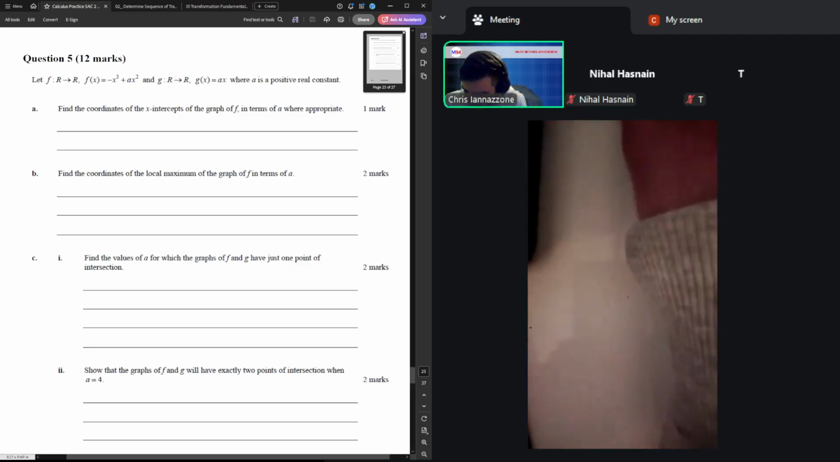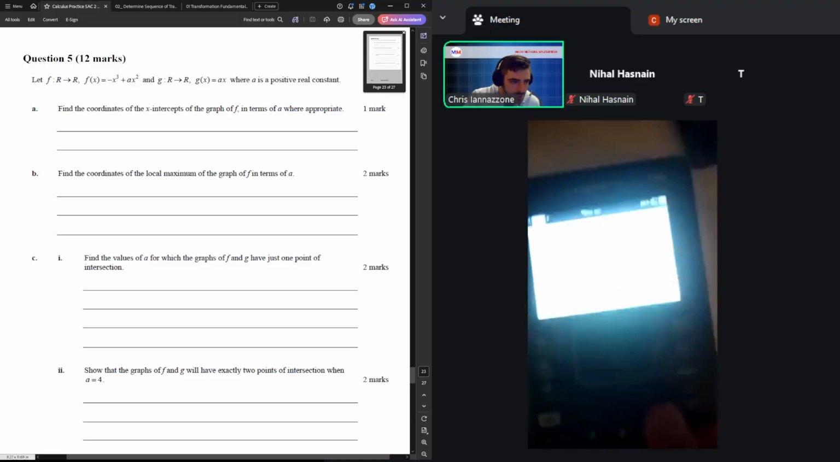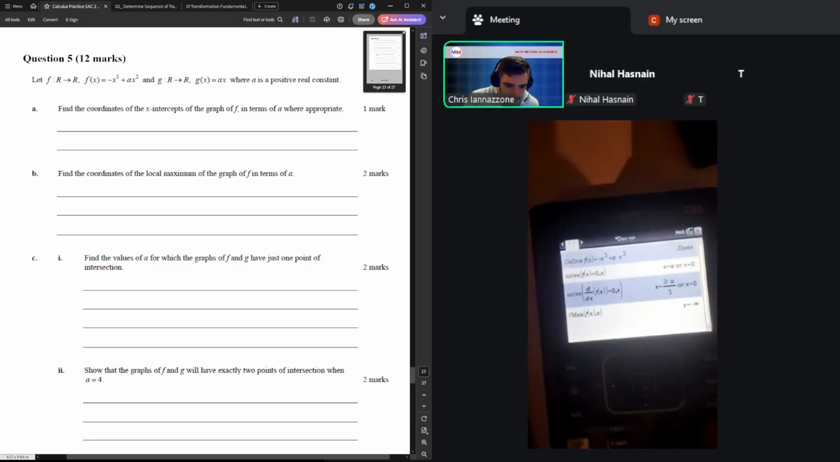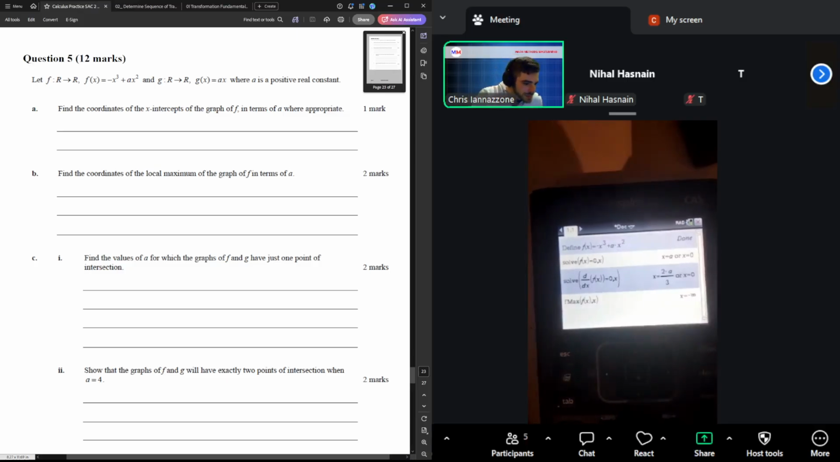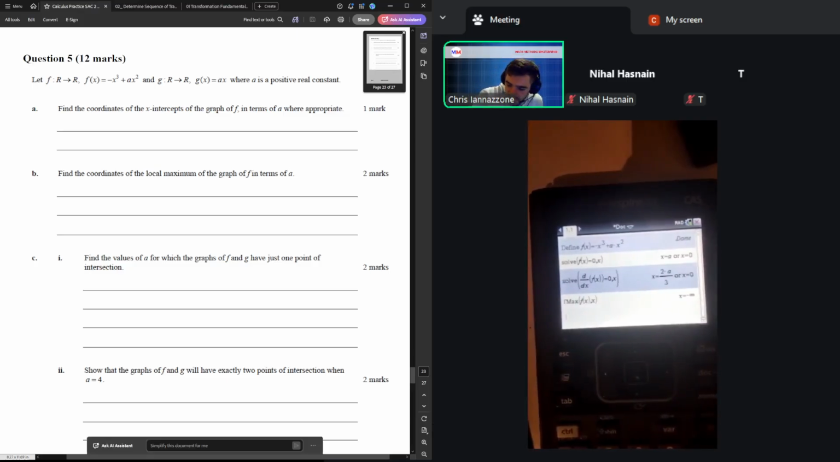Cool. So with that in mind, if we have those two as our options, and a has to be a positive real constant, then that means that 0 would be the x coordinate that we would want to use, because it's the leftmost rather than the rightmost one there.